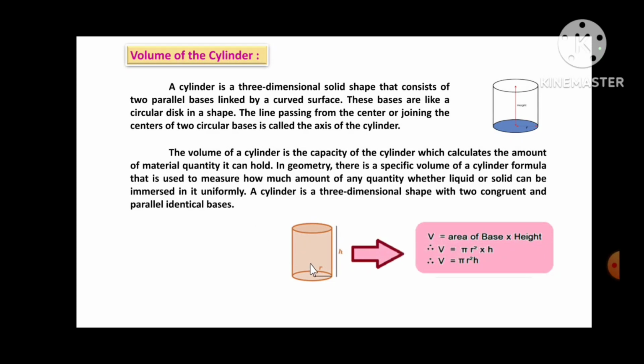So friends, here you can see a cylinder whose radius is r and height is h. The volume of this cylinder is nothing but the area of the base into height. As the base is circular, the area of the base is pi r square, and h is the height. So we can write the volume of the cylinder V is equal to pi r square h. This is a very important formula. Here r is the radius and h is the height of the cylinder, the distance between the two bases. So friends, this formula is very important.